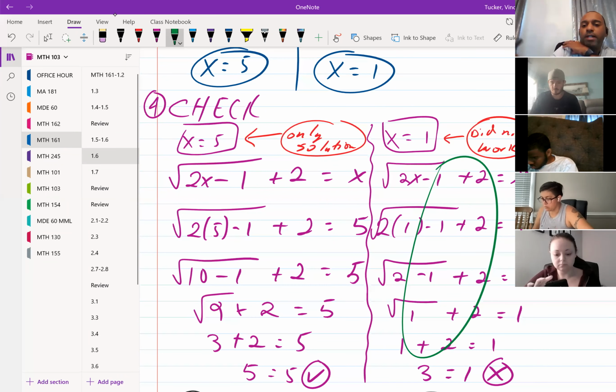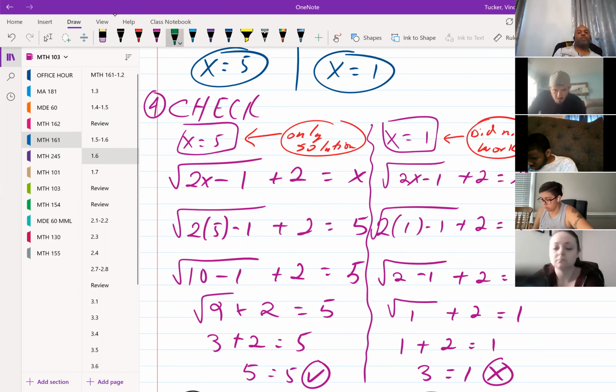And then on the right side, I plugged in 1. 2 times 1, 2 minus 1 is 1. Square root of 1 is 1. So it's 1 plus 2 on the left side, which is 3. And then on the right side, I had 1. So you see that didn't work. So x equal to 5 is your only solution.